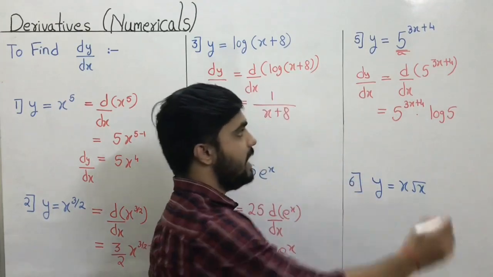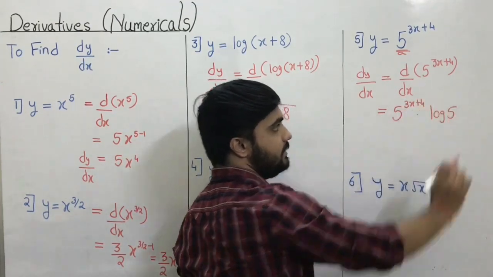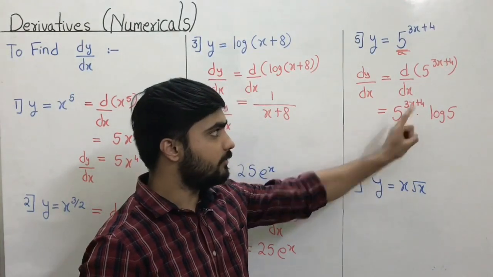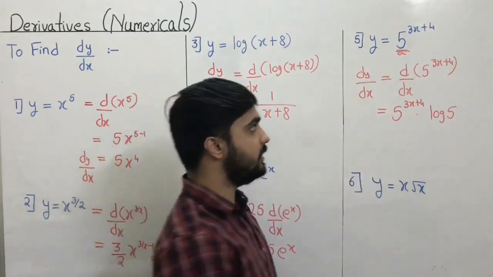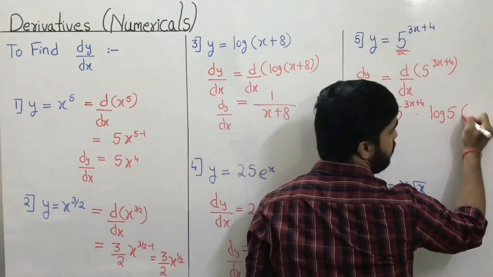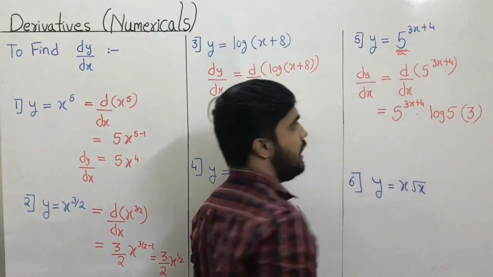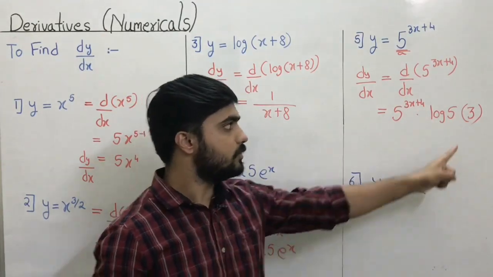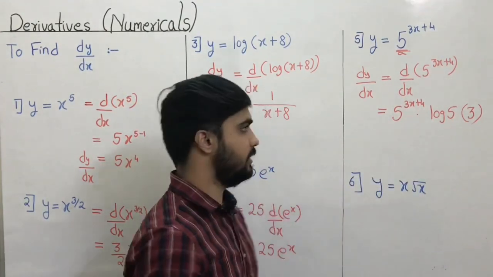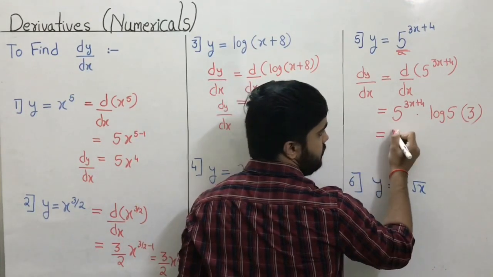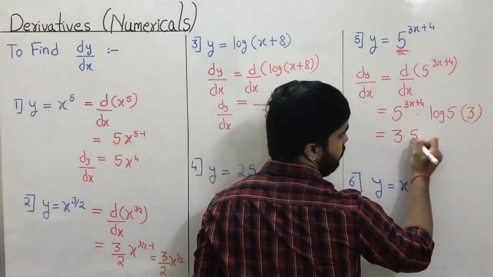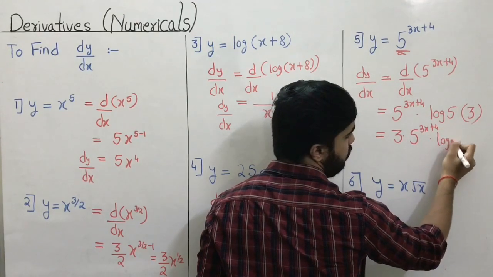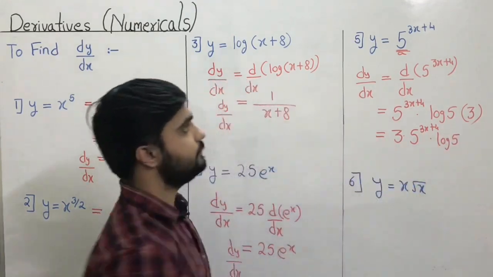Okay. And as we have one function, that is 3x plus 4, according to chain rule, we have to find derivative of this function also. So derivative of 3x plus 4 will be 3 as it is. As derivative of 3x is 3 and 4 is 0. So directly we have written it as 3. So it is 3 times 5 raised to 3x plus 4 into log of 5.